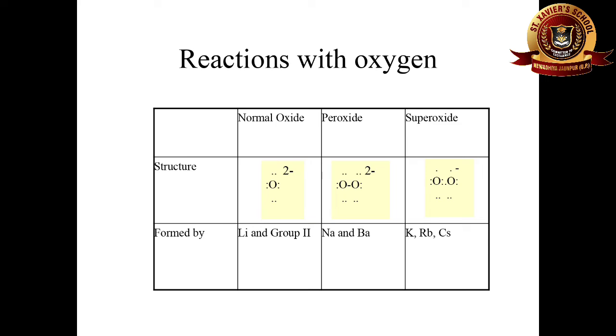Now, what is the reactivity with oxygen? Reaction with oxygen. Oxygen can produce normal oxide, peroxide and superoxide. Then lithium and group second elements produce normal oxide. Sodium and barium can produce peroxide, and potassium, rubidium and cesium can produce superoxide. This is due to the large size of the atoms.